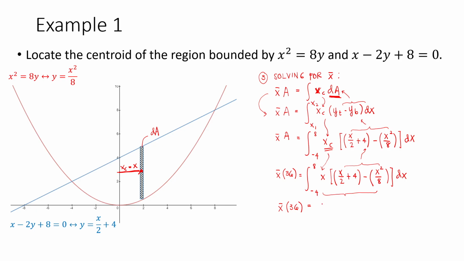Okay, so this will be 72, then divided by 36. So bar x is equal to 2 units.